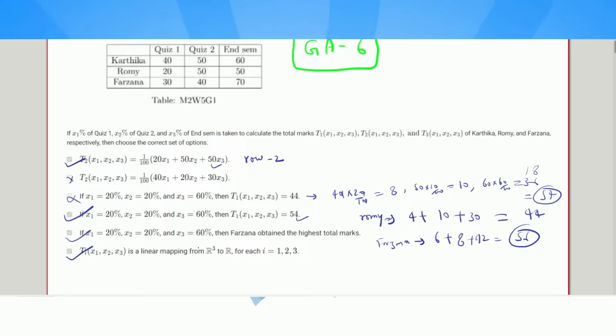Then it is asking, if 20, 20 and 60 percentage will be taken, then Farzana obtained the highest total marks. Let's calculate the Romi and Farzana marks. Romi will be 4 10 30, it will be 44 and Farzana will be 56. So Farzana is the highest marks. This is also correct. And T1 is a linear mapping from R3 to R. Yes, it is a linear mapping.